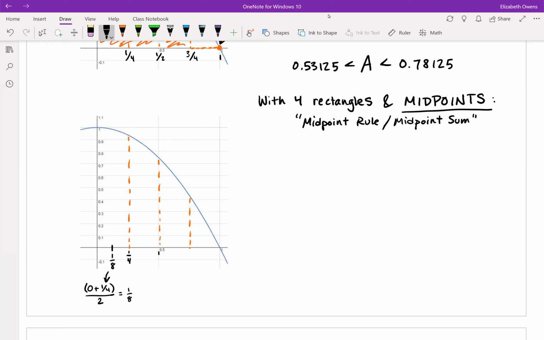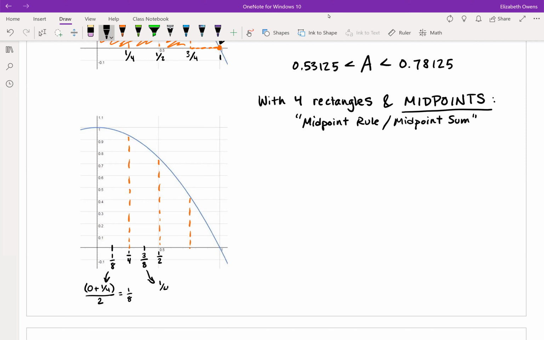So same type of idea for the next rectangle. I'll just put this midpoint right here between 1/4 and 1/2. If you think of it in terms of a common denominator, well, I guess you could say 1/4 and 2/4, but 1/4 is 2/8. This is 4/8, so right in the middle should be 3/8. Or you can use the formula again.